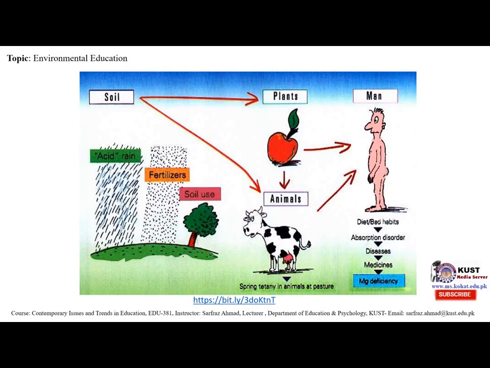So this is how the cycle goes from soils to animals and plants, and then from food to animals or food to human beings, and also from animals to human beings. So this is a cycle of how it affects human beings directly or indirectly.